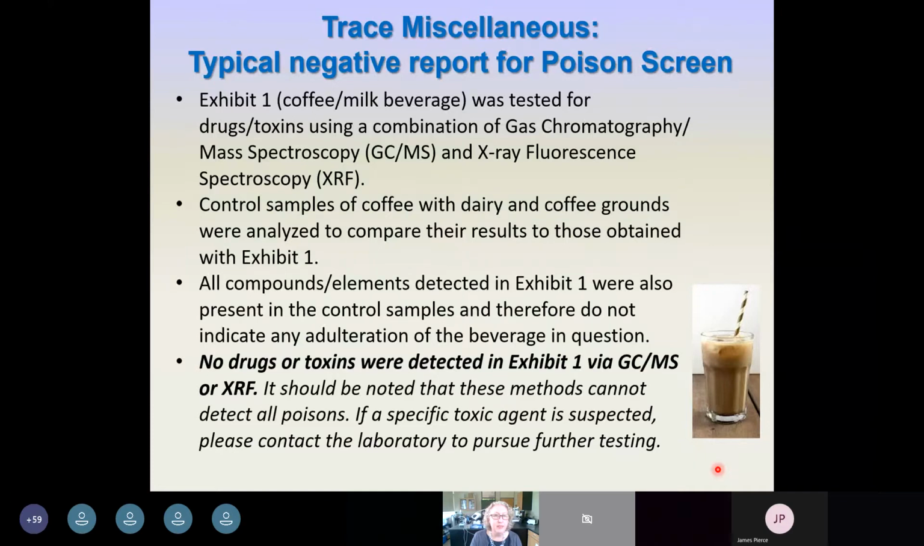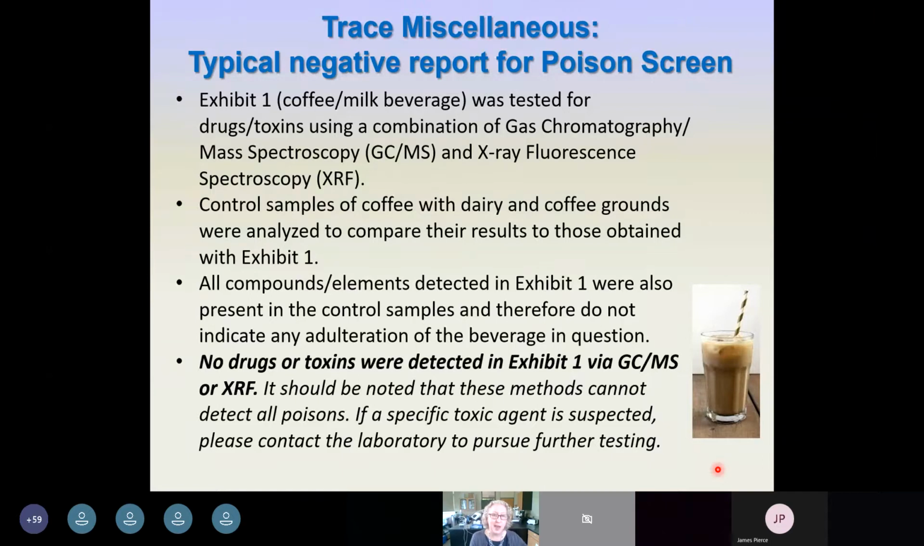And then the report, if it's a negative, will indicate that there is no difference between these control samples and the sample that was submitted from the police agency, and that no drugs or toxins were detected via these methods. And then this last sentence in italics is one that is a message to you.